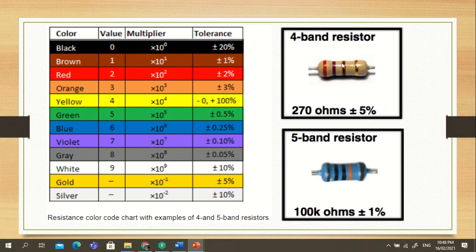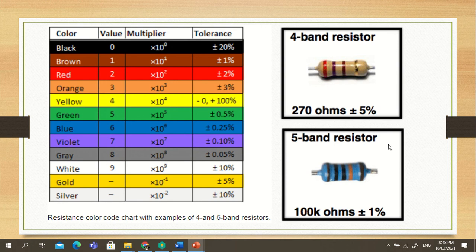Okay, but now since this is a 4-band resistor, the next band is the multiplier. In this case, it is brown, so the multiplier is times 10 to the power 1. That's 10 times 27, so that is 270. Then the tolerance is gold. Gold is 5%, so that's why you have plus or minus 5% here.